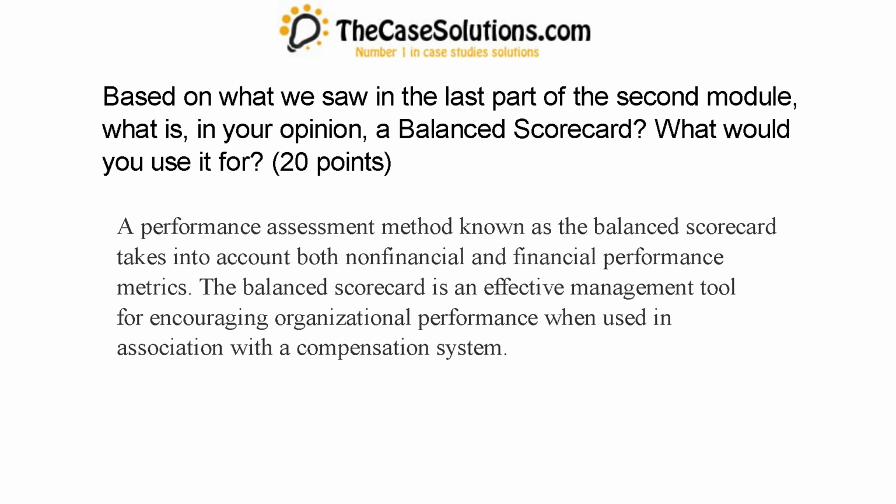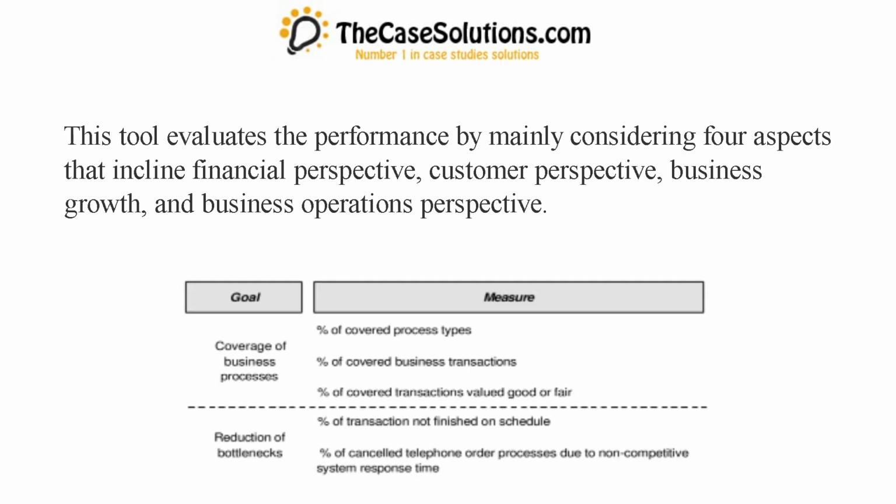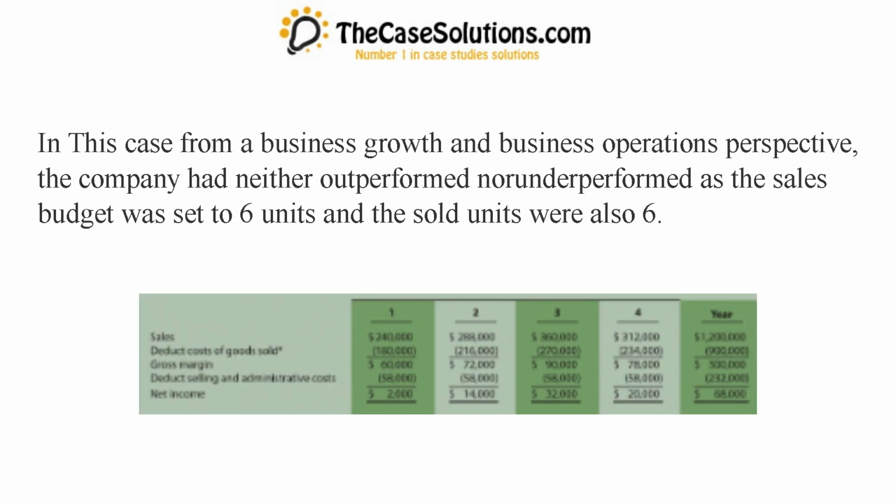20 points. A performance assessment method known as the balanced scorecard takes into account both non-financial and financial performance metrics. The balanced scorecard is an effective management tool for encouraging organizational performance when used in association with a compensation system. This tool evaluates performance by mainly considering 4 aspects: financial perspective, customer perspective, business growth, and business operations perspective. In this case, from a business growth and business operations perspective, the company had neither outperformed nor underperformed as the sales budget was set to 6 units and the sold units were also 6.